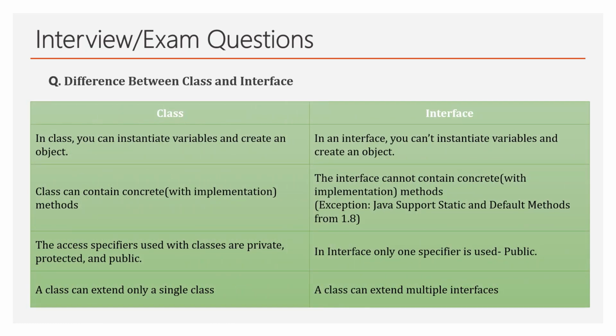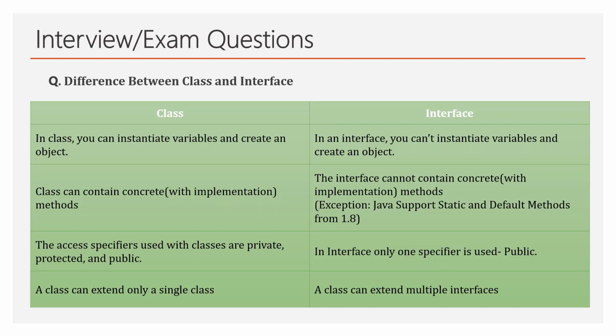Here are a few differences which I have mentioned, but a point to be noted is that after the introduction of Java 8 with static and default methods, the difference between classes or abstract classes and interfaces has been minimized. So let's talk about the differences that we have till 1.8. For a class, you can instantiate variables and create an object, but that is not feasible in case of interfaces. Second, classes can contain concrete implementation of methods, but prior to Java 1.8, interfaces cannot have concrete implementation of methods. Only the method signatures were available in interfaces.